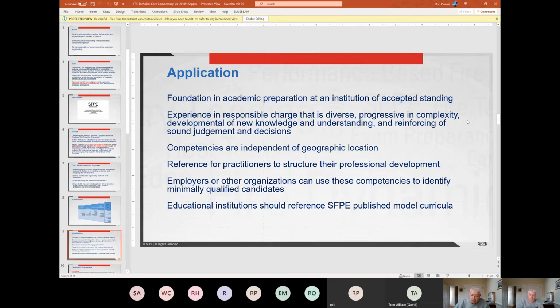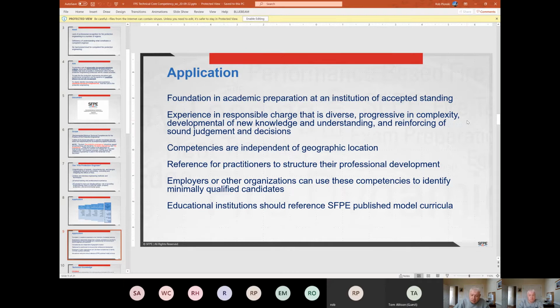Application. So the foundation is in the academic preparation at any institution of accepted standing. This goes back to some of the statements we've all heard about being ABET accredited in the United States. The institution of accepted standing is just trying to set the bar for a fire protection engineer's academic preparation in the development of your physical sciences, mathematics, computation and calculations, analysis, logical thinking, communications, as well as computer skills. That's the foundation, and it assumes that you will have that as a basis.